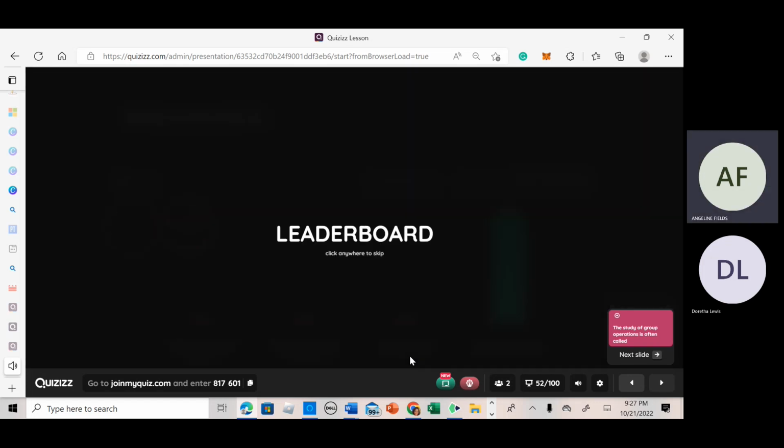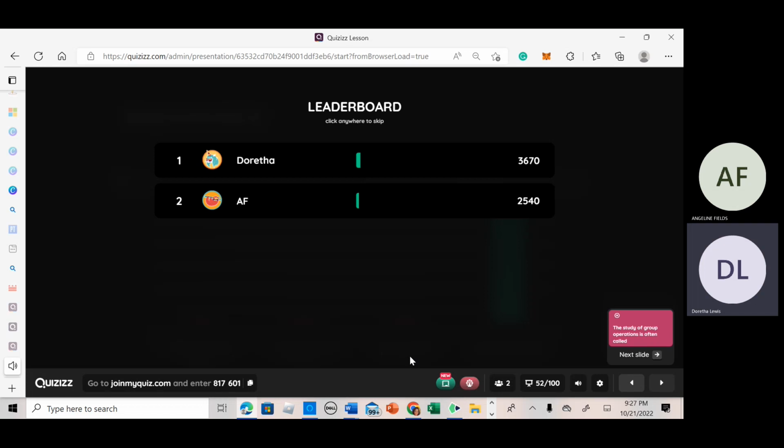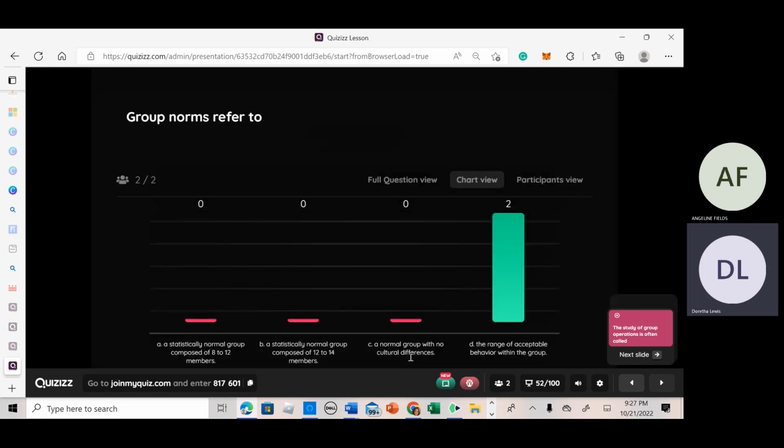So the correct answer is D. Group norms refer to the range of acceptable behaviors within the group. That falls back to the previous question about ground rules. Group norms are what is normalized as far as acceptable behavior, like no threatening and no saying things that intentionally hurt someone. So you have to make sure that everyone feels safe.